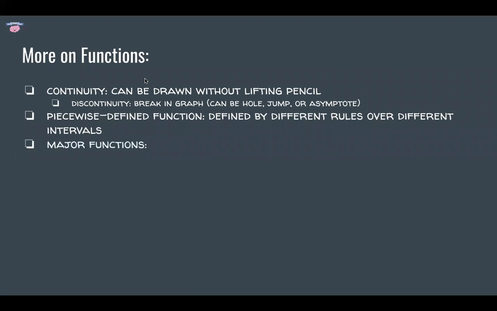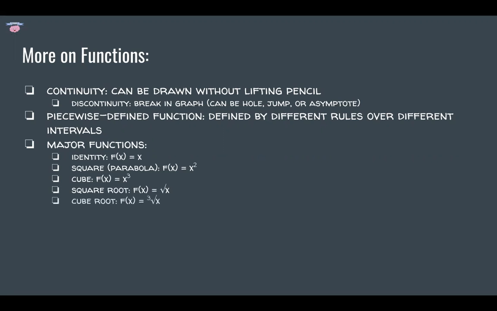Some major important functions other than the linear function. So identity is f of x is equal to x. Square function, quadratic, parabola, all the same thing, x squared. Cube, as you can guess, x cubed. Square root is the square root of x, cube root is the cube root of x, absolute value is the absolute value of x. Greatest integer, this one's a nice one.